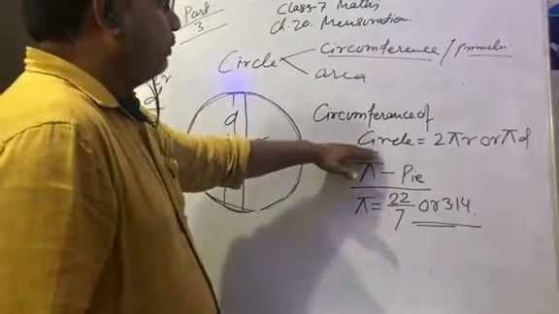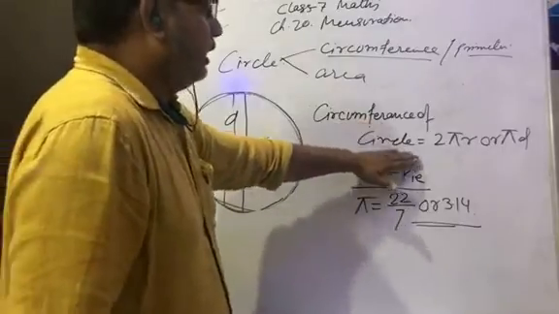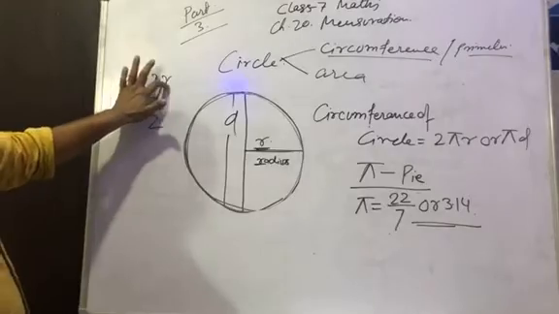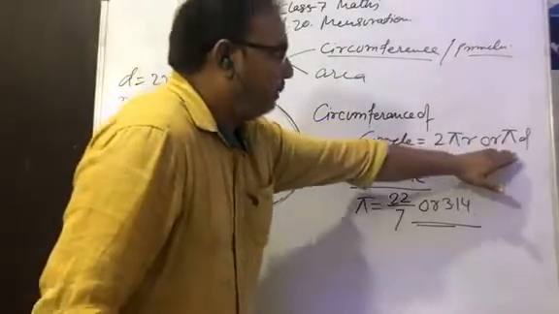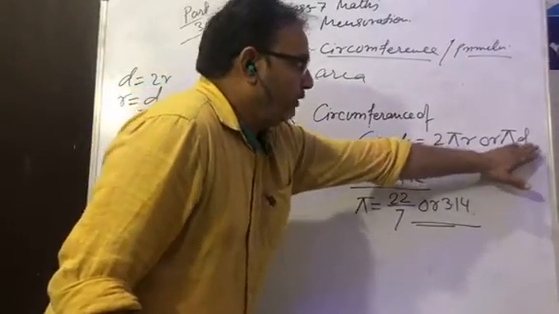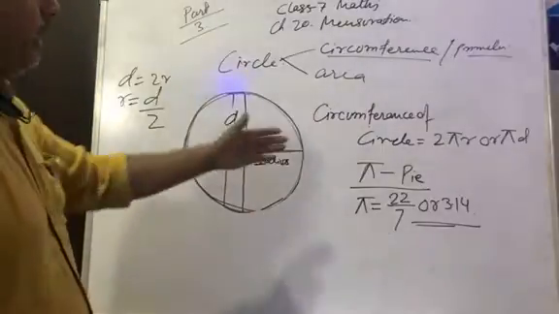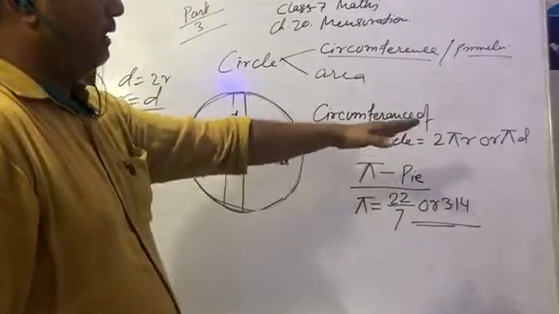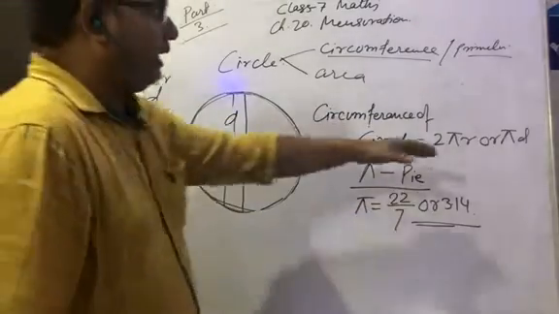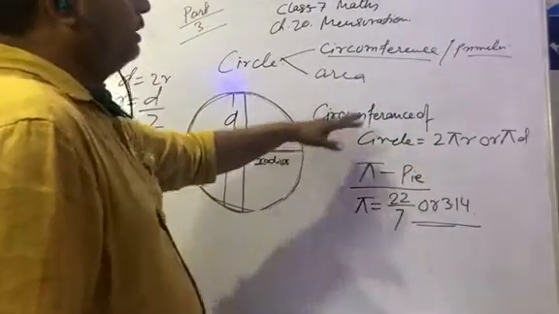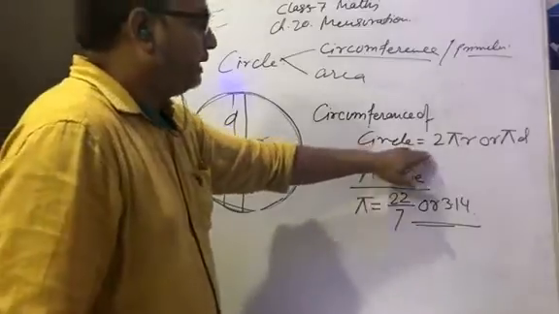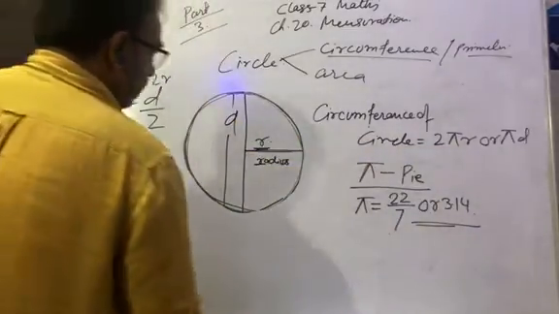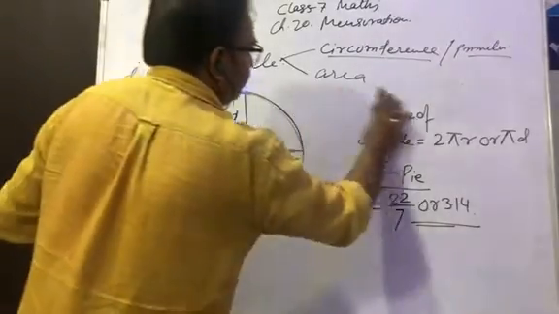Now there are two formulas for the circumference. Circumference is equal to 2 pi r. We know that d is equal to 2r, so it will be pi d also. So if the diameter is given, you can directly calculate the circumference of the circle with the help of pi d, and if the radius is given, then you can use the circumference of a circle is equal to 2 pi r.